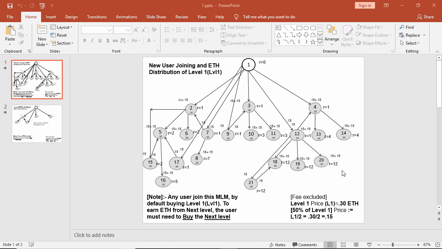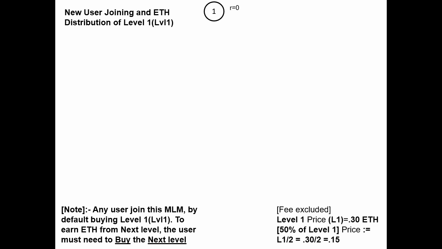So this is the presentation of how this MLM works. Whoever joins this game needs to pay 0.30 Ethereum to buy the first level. Let me show you the demo. Here you can see user 1 has already been added to this game, and he has already paid 0.30 Ethereum.